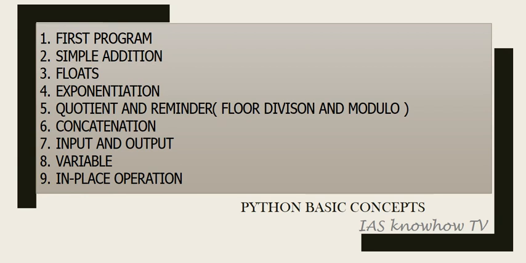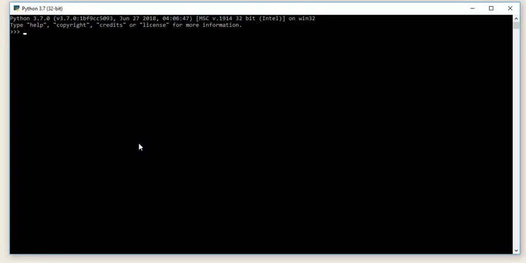Let's move straight to what you need to do. After you have downloaded Python, something like this will come up. To display a program in Python, just write print, the first program: "welcome to IAS".